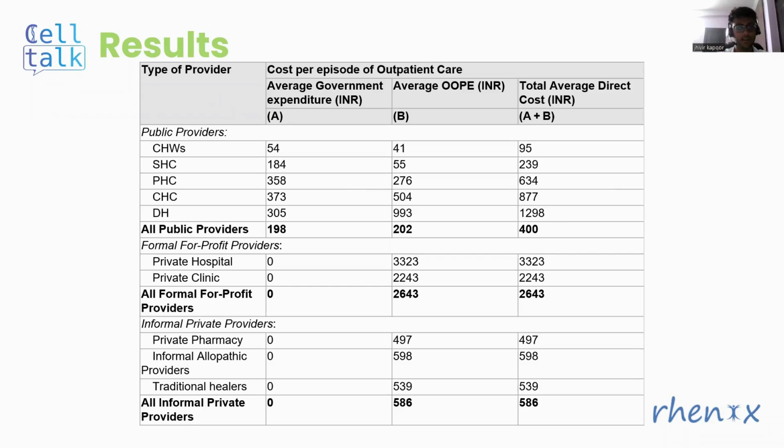Sensitivity analysis shows that the average cost in the public facilities was most sensitive to the volume of patients seen, followed by the human resources and the infrastructure cost.